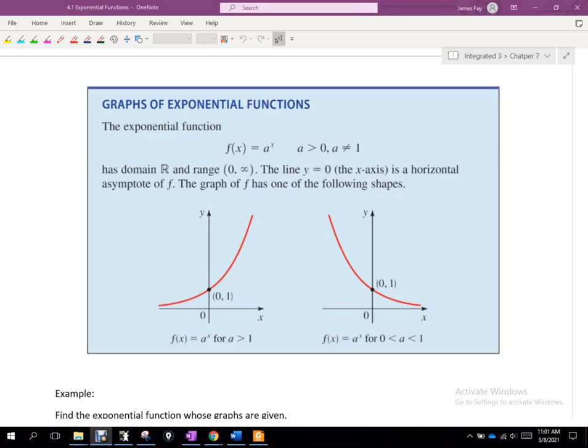All right, guys, we're going to pick up where we left off on Thursday, talking about graphs of exponential functions.